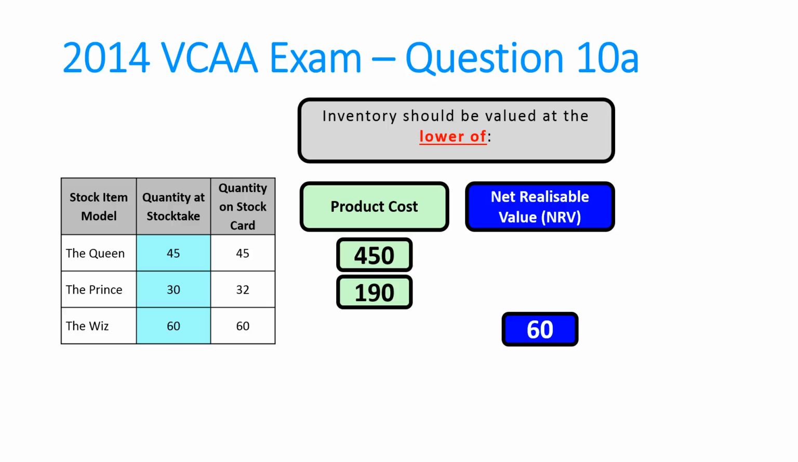What I need to do now is figure out, well, how many units do I value each one at? Is it the quantity on the stock take or the quantity on the stock card? Well, what I'm going to do is actually value it at the stock take. That's because that's how many I've actually got. The stock card is just how many I should have.